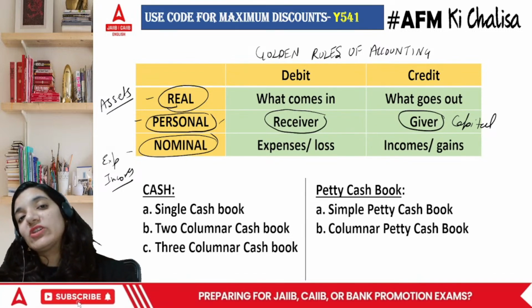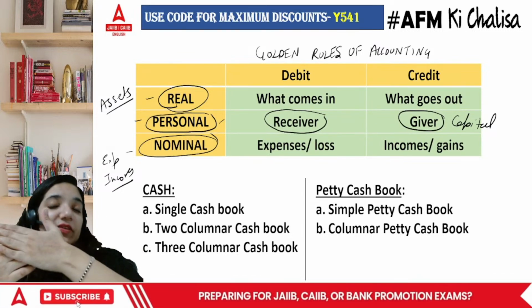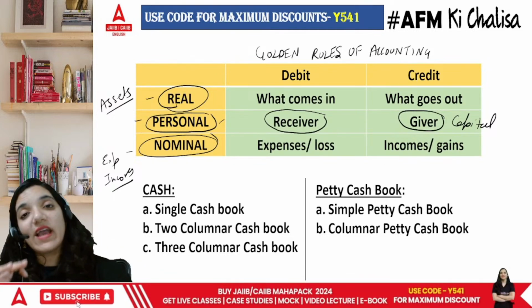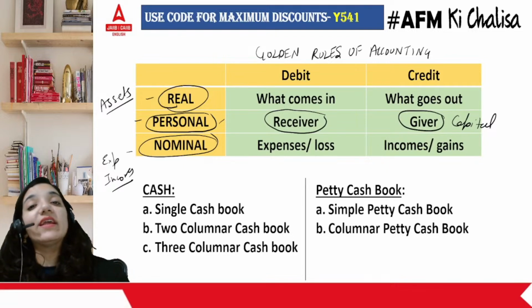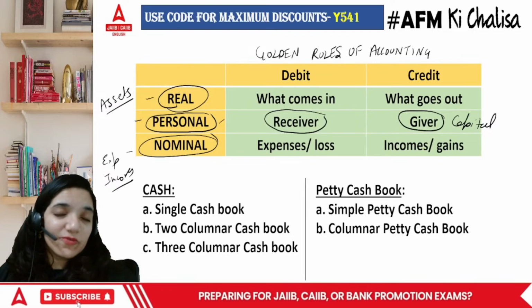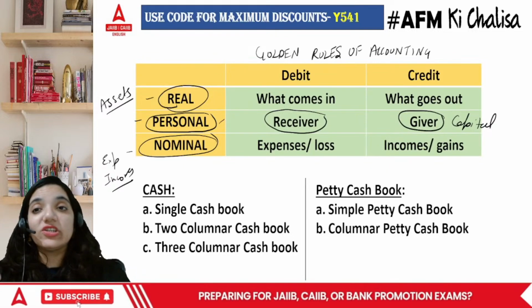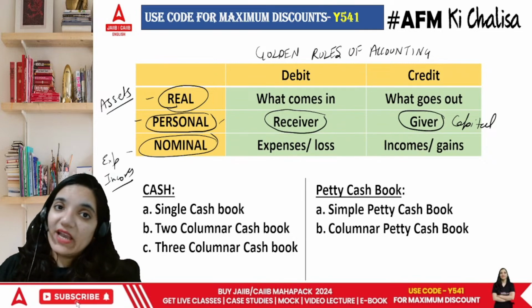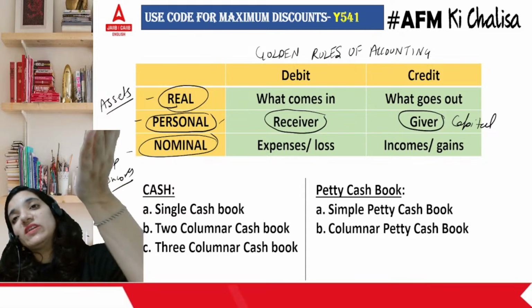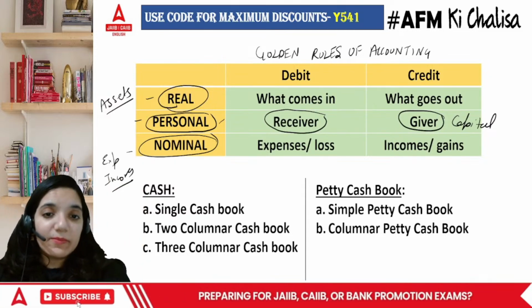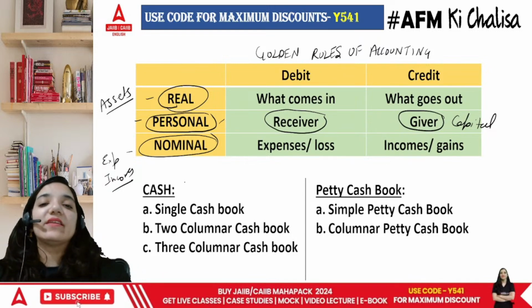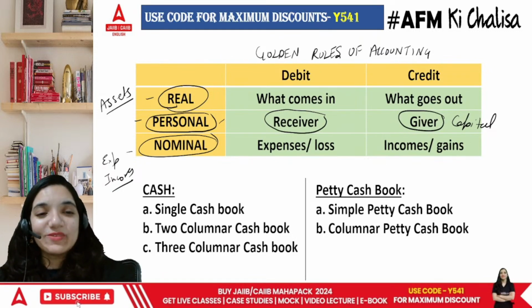Always follow the cash. If cash comes in, it goes on the debit side; if cash goes out, it goes on the credit side. If you follow the cash, the remaining part of the journal entry is easier to find out. For example, I purchased goods and paid cash. In this case, I'm losing cash, so it goes on the credit side, and I'm getting goods, so goods come on the debit side. That's how we define the golden rules of accounting.